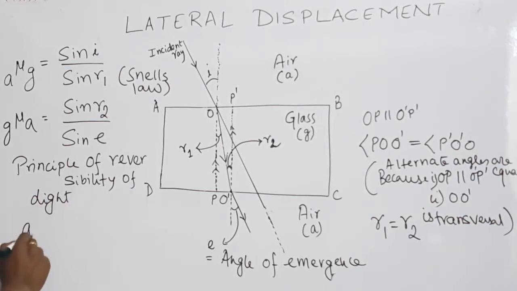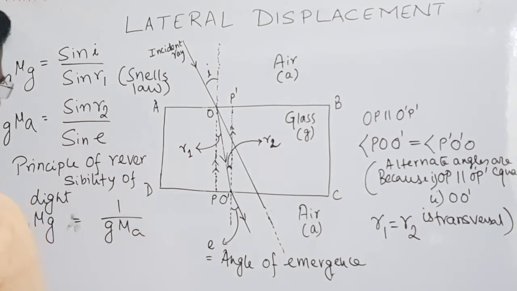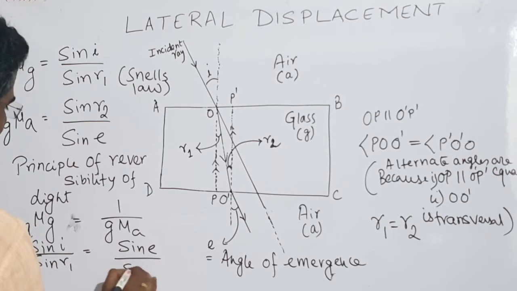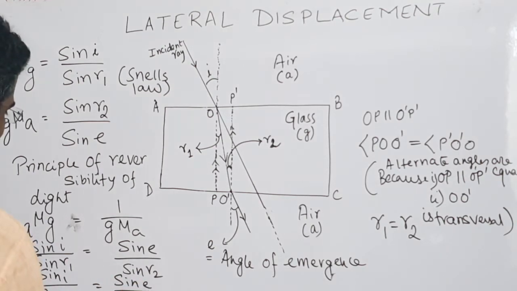we know that A mu G is equal to 1 by G mu A. We know this, right? So what is A mu G? A mu G is sin I by sin R1, which is equal to 1 by G mu A, that is, this is going to get reciprocal, that is sin E by sin R2. Now R1 is equal to R2, that means I can write sin I by sin R1 is equal to sin E by sin R1 again, because R2 is equal to R1.